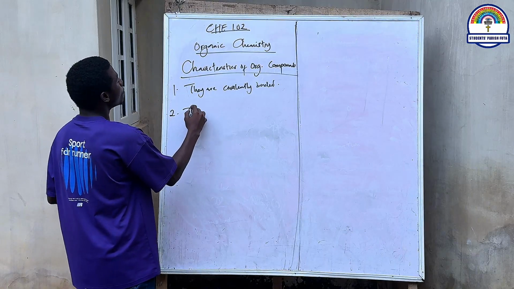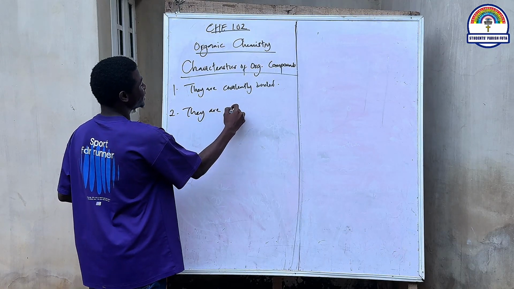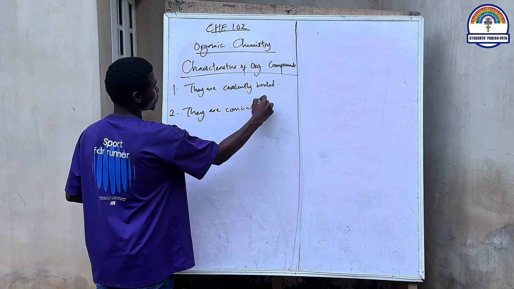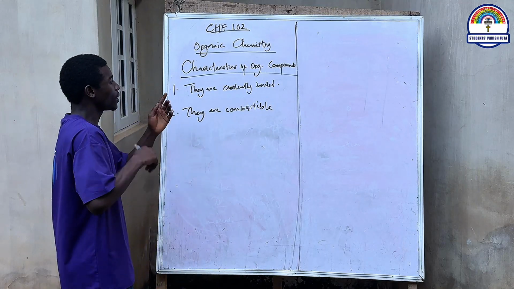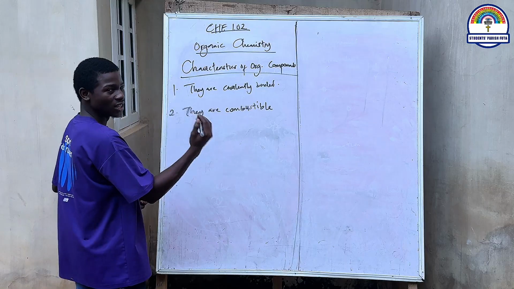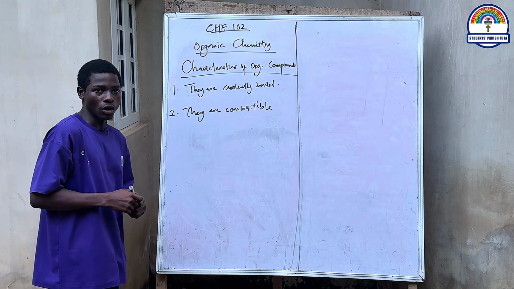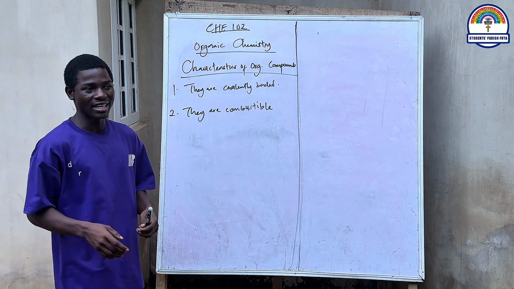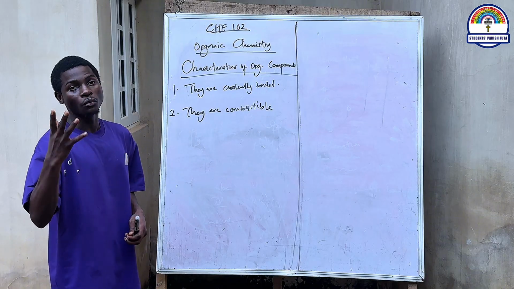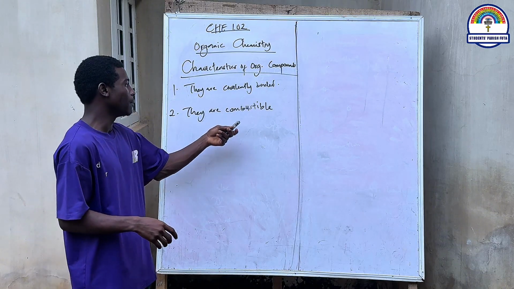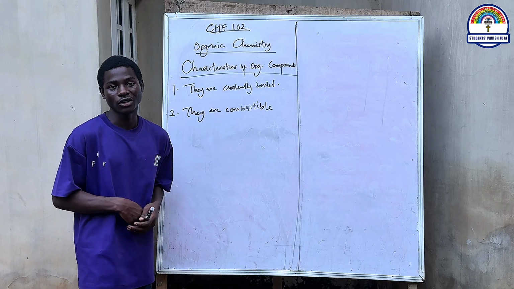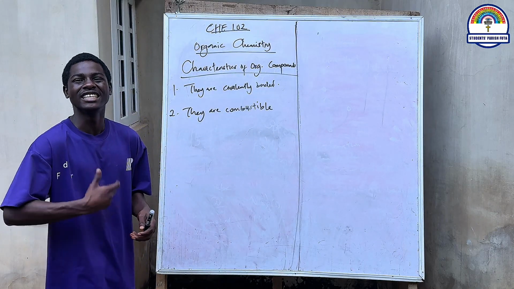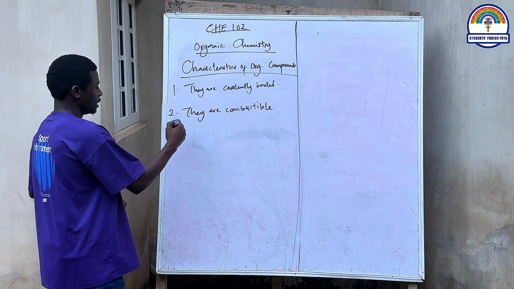Another thing is that they are combustible. That is, they burn in oxygen. Covalent organic compounds are combustible. They burn in oxygen, like ethanol burning in oxygen. When they burn, they give carbon dioxide and water vapor with energy. That's why most of them are used as fuel. These fuels we use at home to cook and for a lot of things, because they give energy and heat.